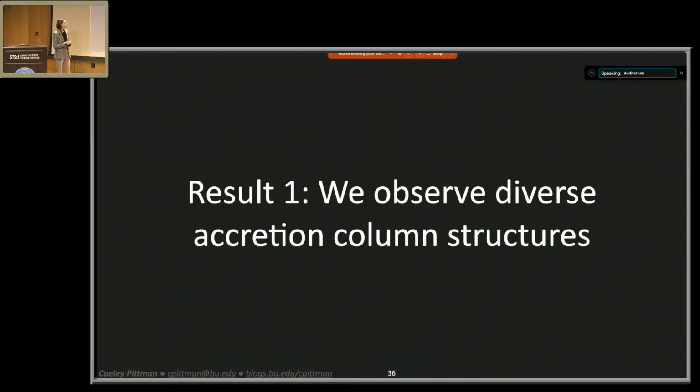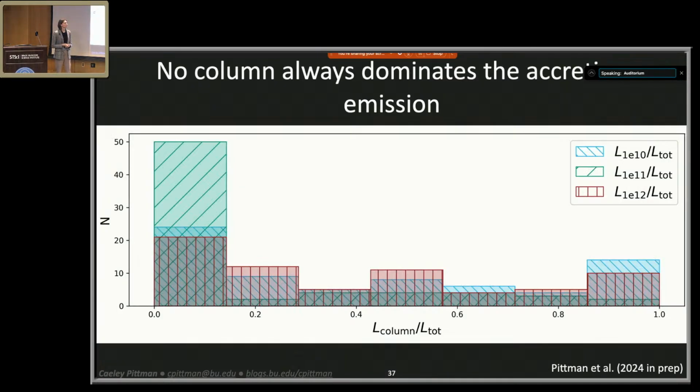So now going into the main takeaways. So we observe diverse accretion column structures. This is a histogram showing the percentage of the total accretion luminosity that comes from a given accretion column. So the blue is the lowest energy emission. You can see it's kind of all over. It can either be a very small percentage or a very large percentage of the total accretion luminosity. And that's the same for the high energy flux density column. It's just for the medium that it's usually not so important, but it still is sometimes significant.